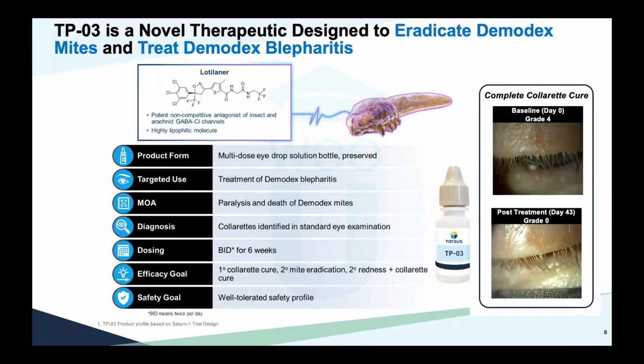So here's a picture where you can see the complete collarette cure. We have the baseline, and you can visualize all those collarettes there. And then we have post-treatment where, gosh, the eye looks better. So thinking about this, it's not just the eyeball, it's the eyelid that looks better. And the patient is going to feel more comfortable, be able to wear makeup again. It's really going to help with how they feel about their appearance all day long.